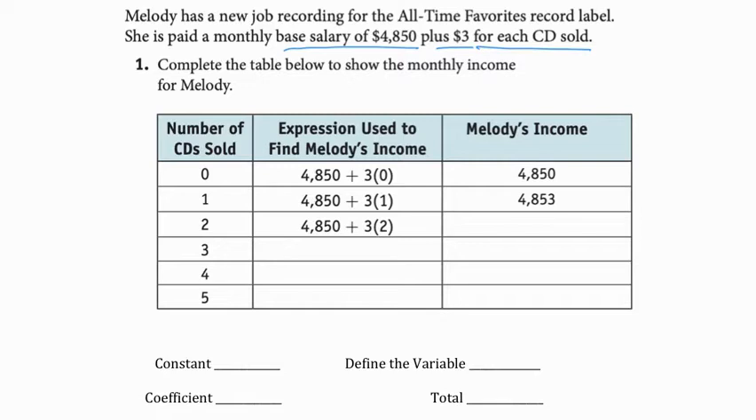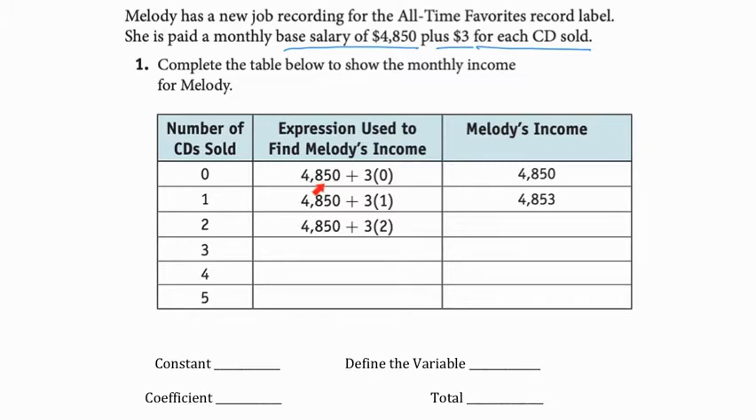So the first job we have is to complete the table. And the table follows a pattern. It's nothing too difficult to decipher. So if you look on the left-hand side, we've got the number of CDs sold. Then the expression to find her income, and income just means how much money she's making. And then her final total income once we evaluate the expression.